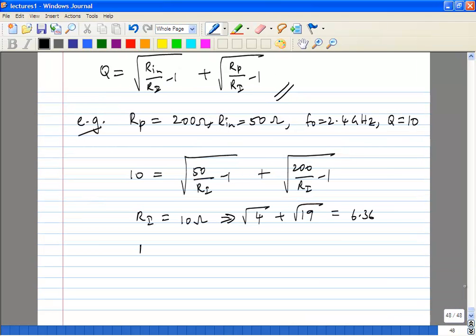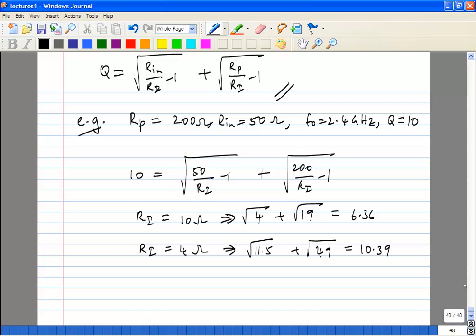So let's try Ra equals 4 ohms. Okay, so what does this give? 50 over 4 is 12.5, minus 1 is 11.5, plus root of 49, right? So this gives you 10.39. So yeah, you can keep iterating.